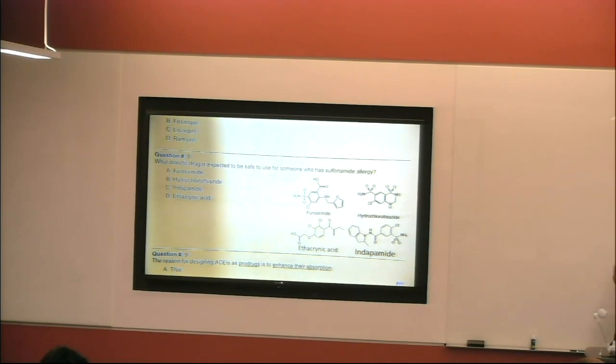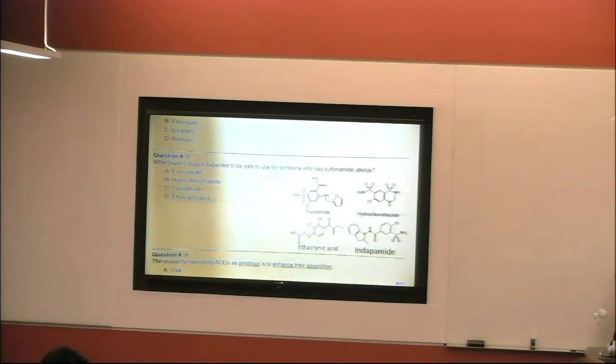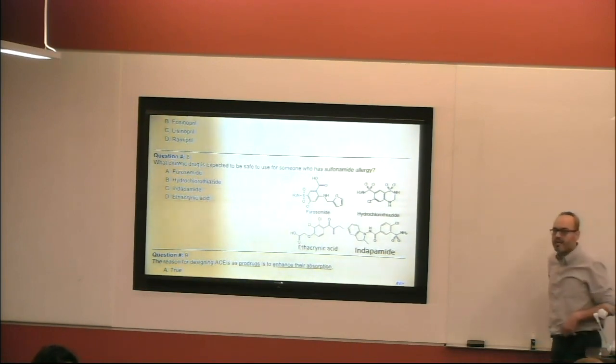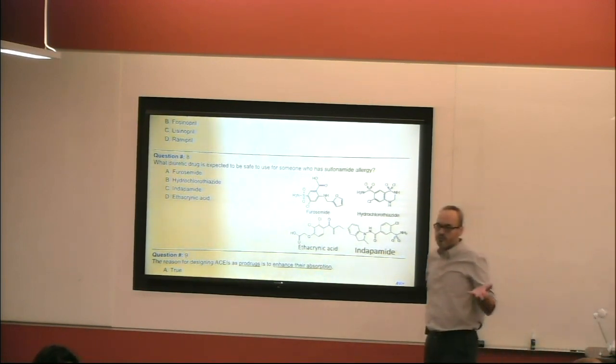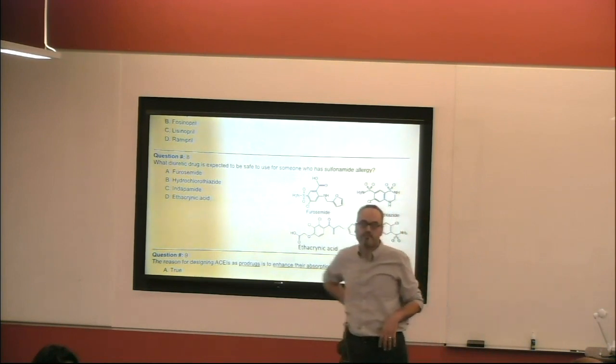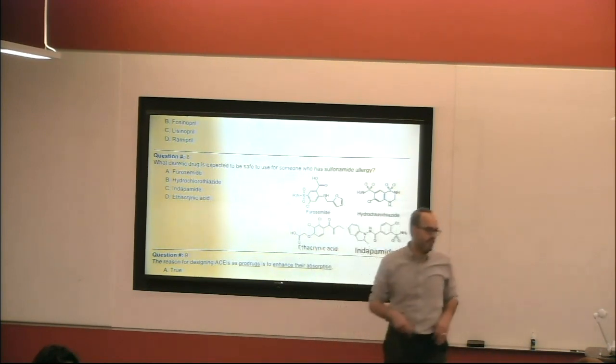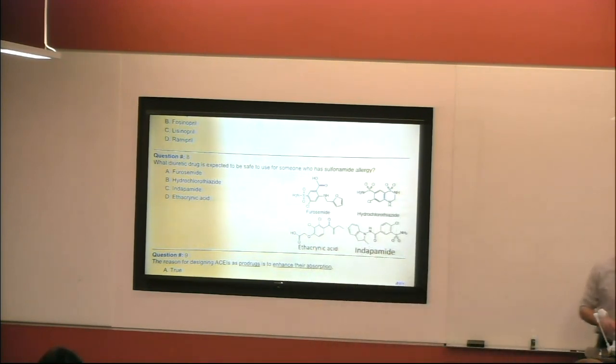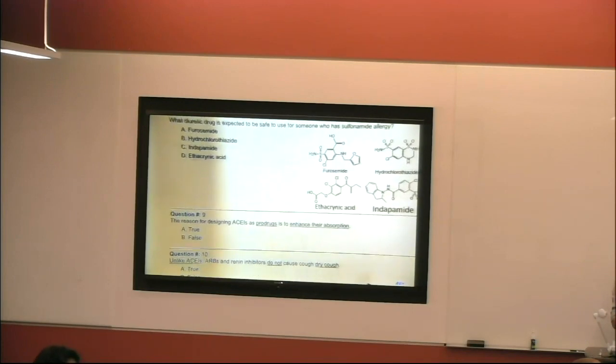Okay, what diuretic drug is expected to be safe to use with someone who has a sulfonamide allergy? Well, it's ethacrynic acid because it's the only one that doesn't have sulfa. How do we know? Well, check the structure. Do you see any sulfa in here? No, good, see? Very easy.